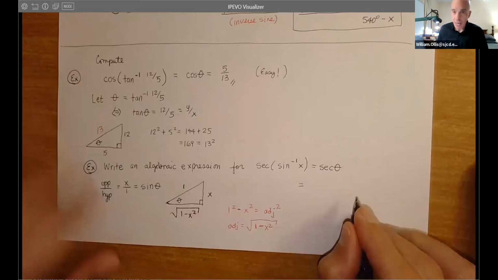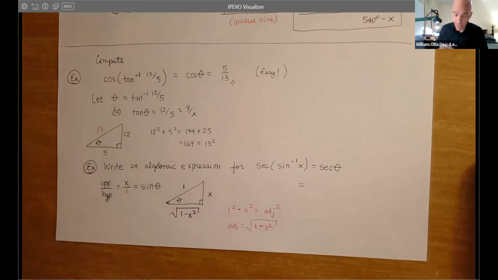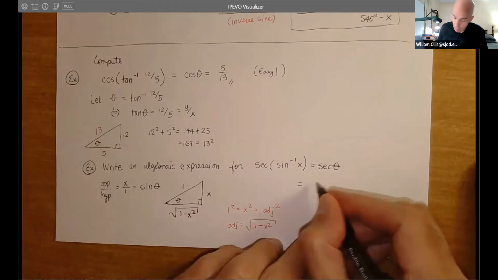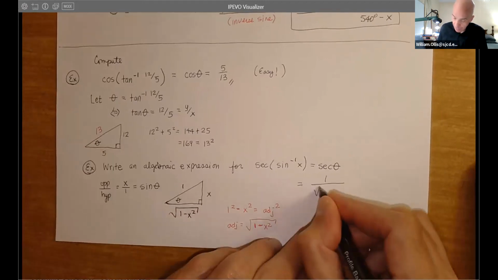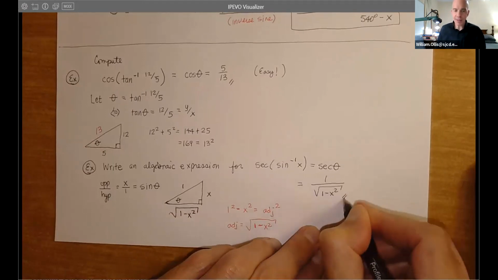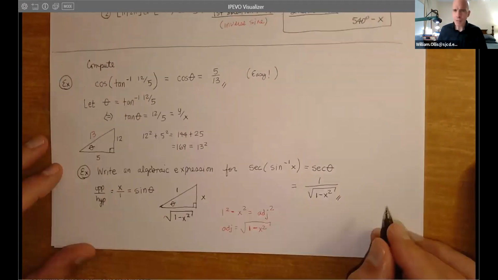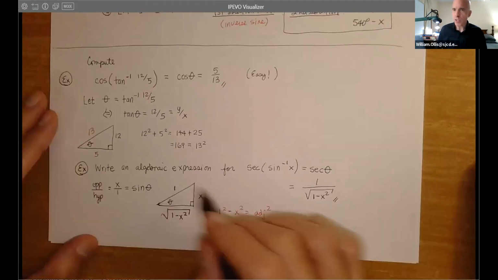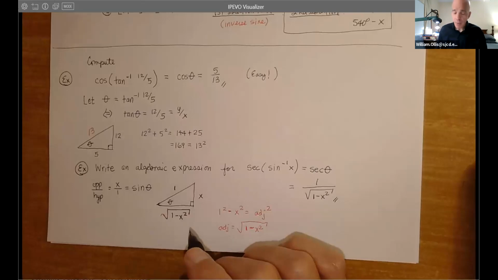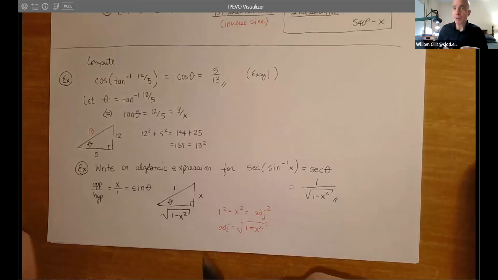Secant theta will now just be the reciprocal of the cosine. So this will be 1 over the square root of 1 minus x squared. And so you're thinking, wow, how simple is this? Well, this is very useful when you're doing a trigonometric substitution and you're trying to write a bunch of trig functions in terms of the original variable.